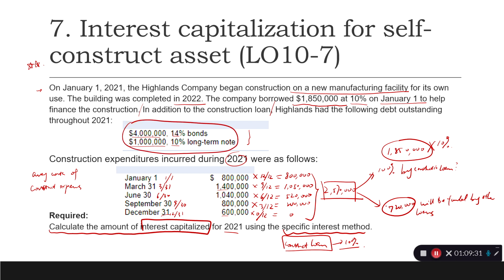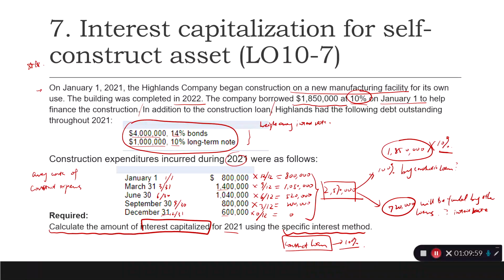There are two loans, so you need to figure out what interest rate I can use. I know the construction loan, with no other negotiation, is 10%. But there are two other loans outstanding: one is 14%, one is 10%. What am I going to do with this? Hence we want to use the weighted average interest rate. How do we do that?